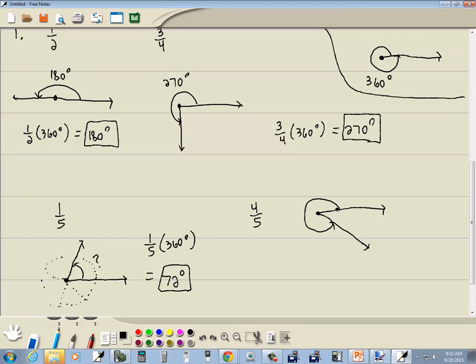Sometimes that's handy just to come up with a rough sketch so that you can compare the answer you got with what it should be graphically. And that'll kind of tell you if you're close or if you messed up. I see it's greater than 270 degrees but less than 360. Well, we're going to take 4/5 of revolution, so we'll take 4/5 times 360 degrees.